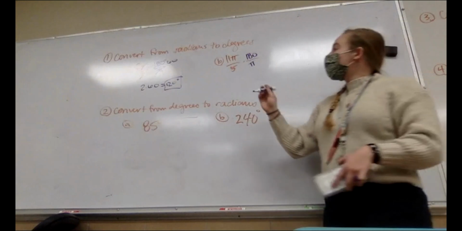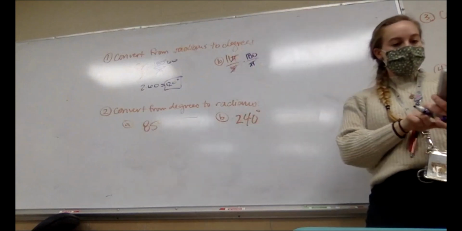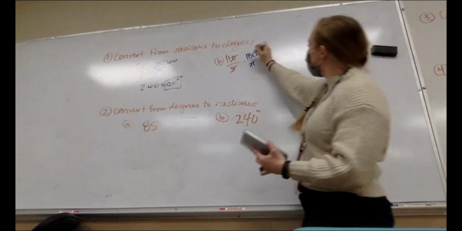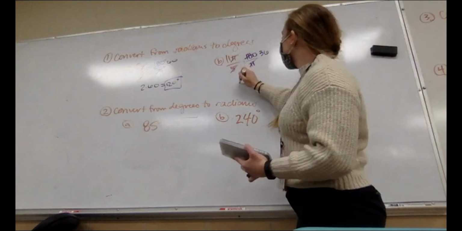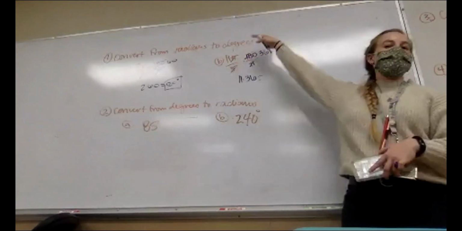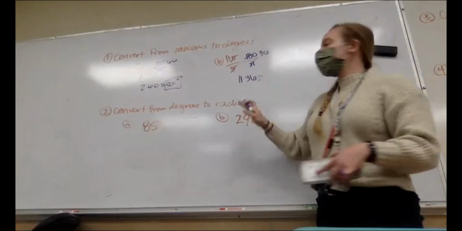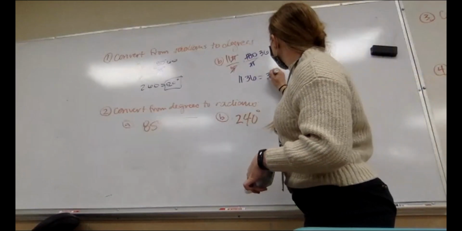My pi's cancel out. And 5 and 180 have something in common. 36. And so then essentially you're doing 11 times 36. You don't have to write this in between step. It's just messy. I want to make sure you know what I'm doing. 36 times 11 is 396. Perfect.